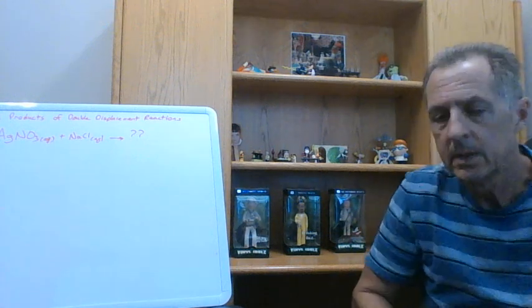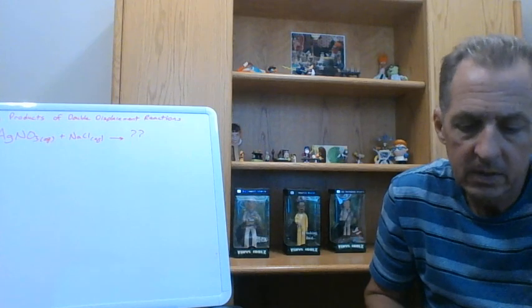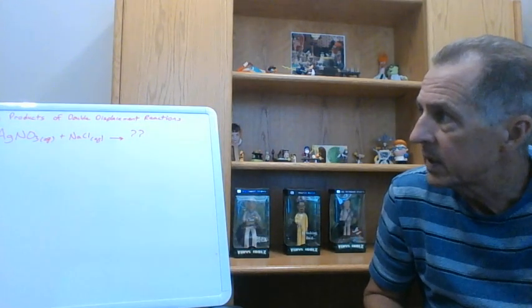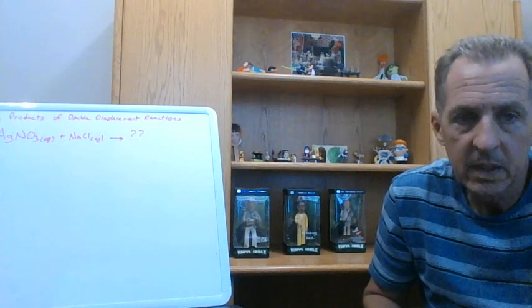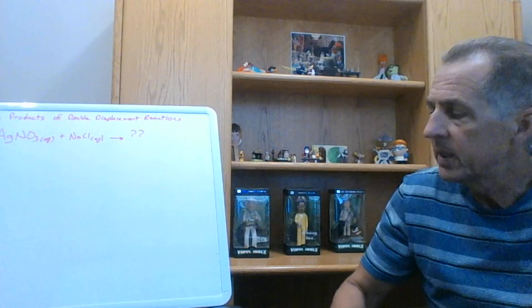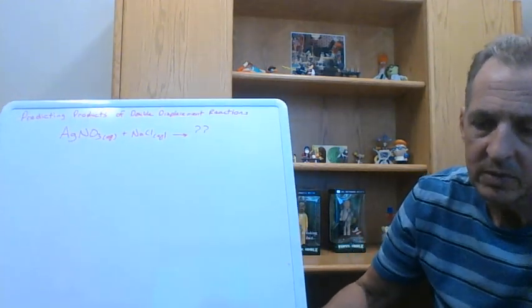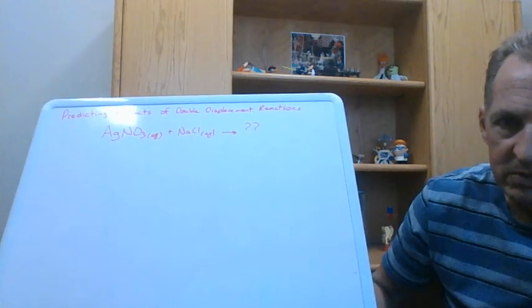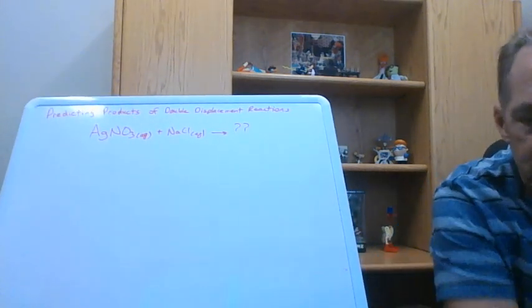All right, we've looked at how to predict if something will precipitate out of solution or if it will be aqueous. We've talked about what a precipitation reaction is. Now we want to look at predicting what will happen in a double displacement reaction. That is, predicting what the products will be from the reactants and if those products will be aqueous or solid. So let's look at this problem here.